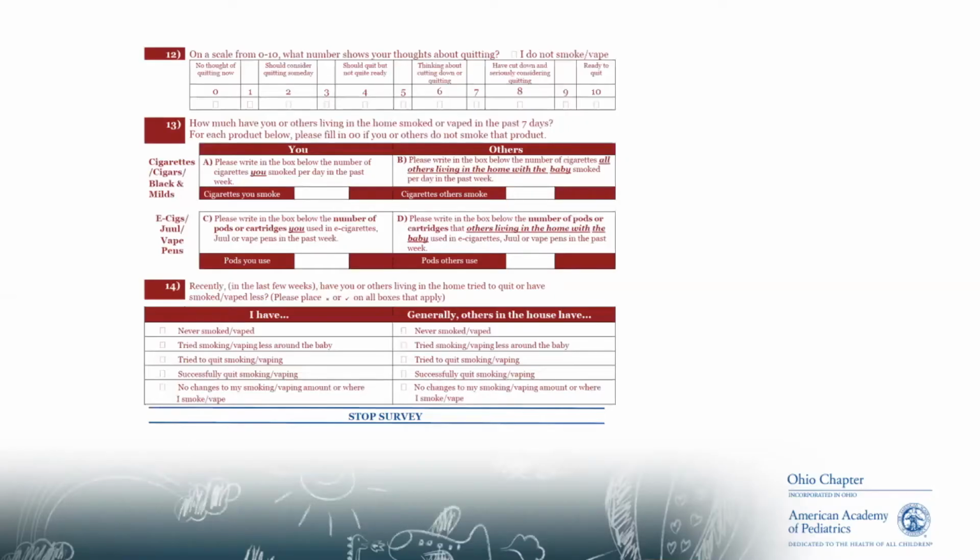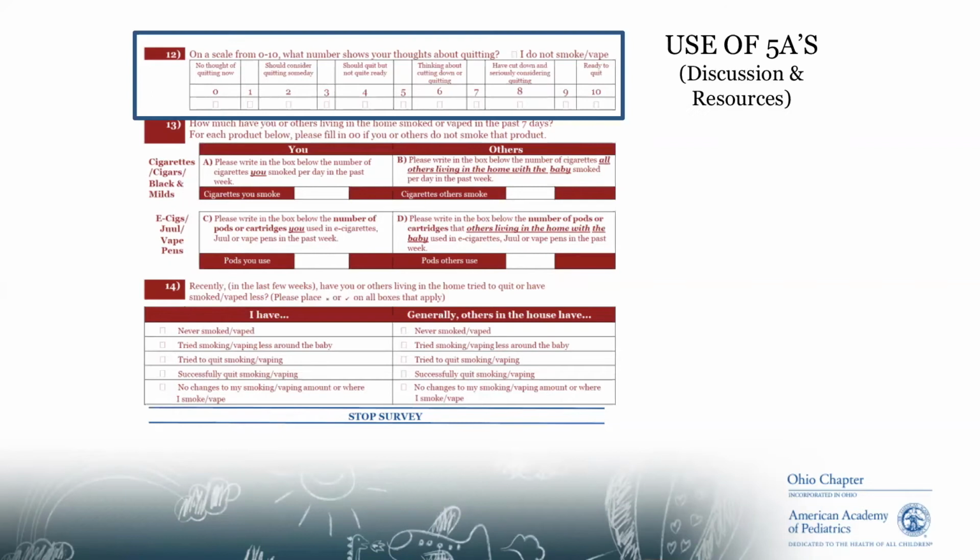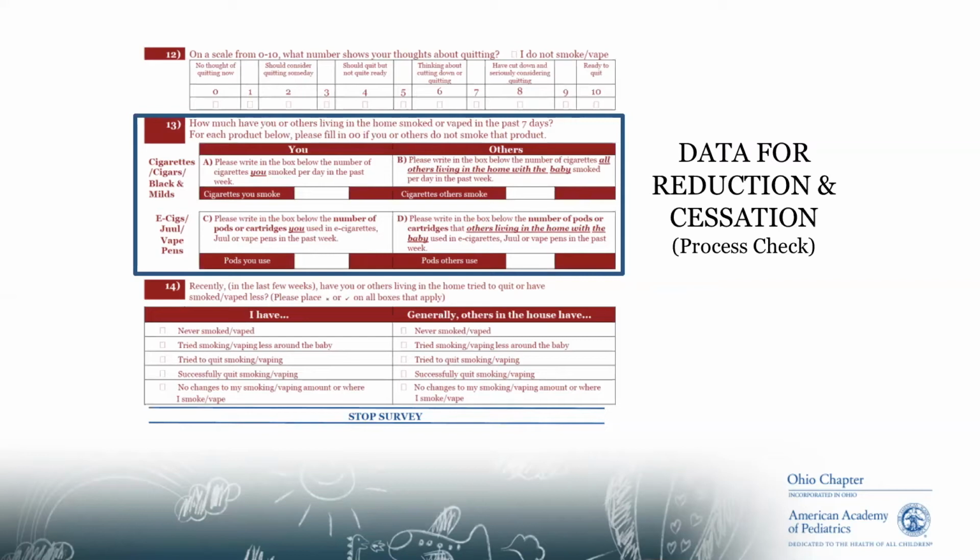On the second side of this, this is where our use of 5As come in. So based upon the caregiver's response about what their level or thoughts about quitting are, we have two different ways to approach this. For anyone that indicates a 2 or above on this readiness or willingness to quit, we then give them certain handouts. For data on our reduction and cessation, that's where the numbers are going to fill in the quantity that they smoke or vape or puff to capture.